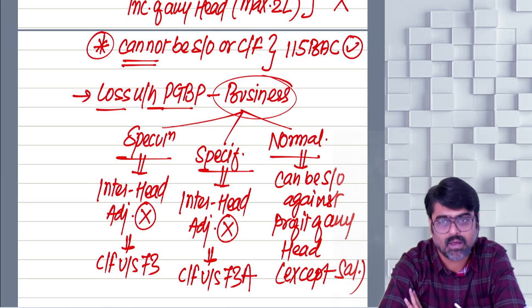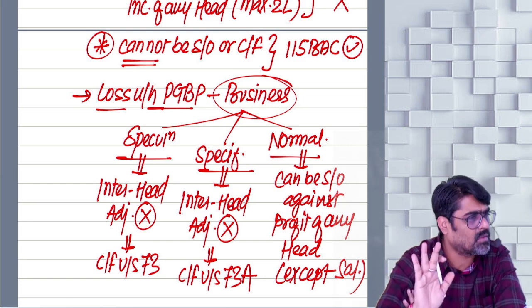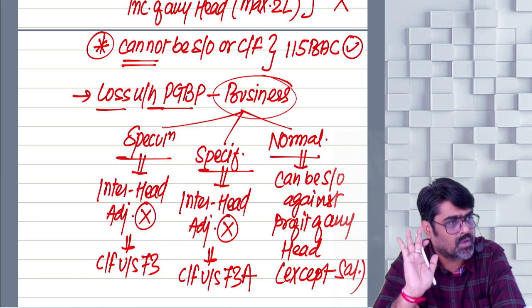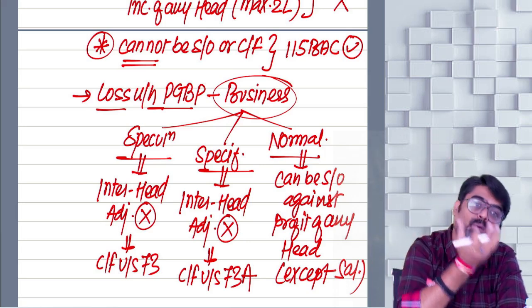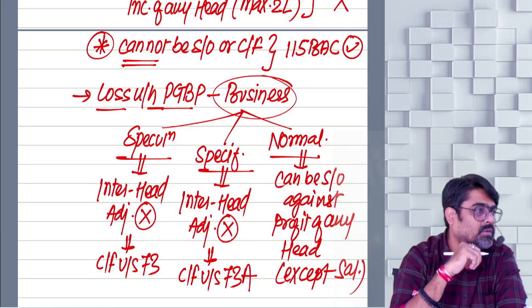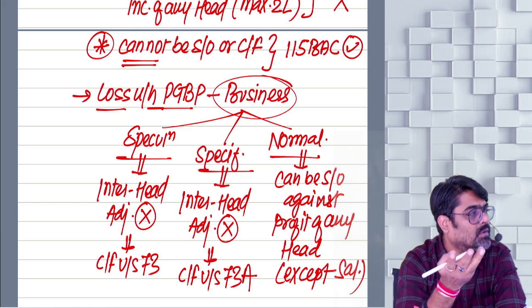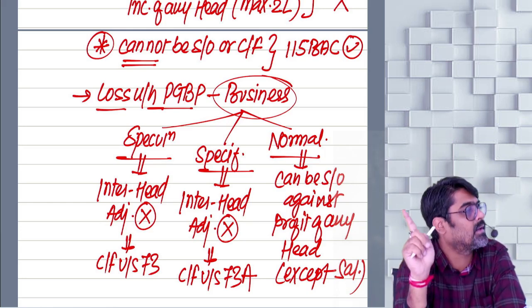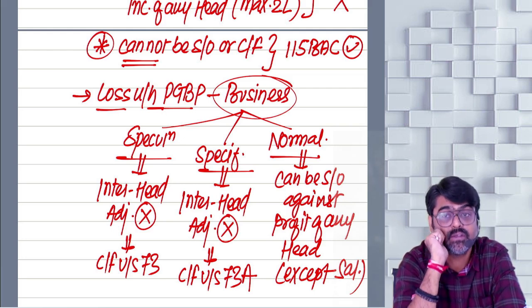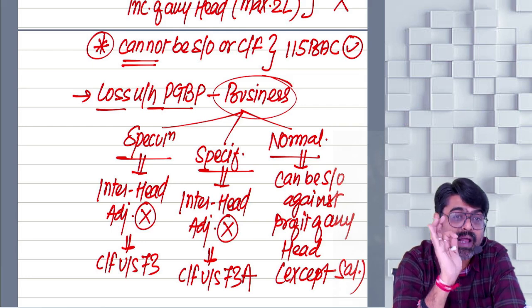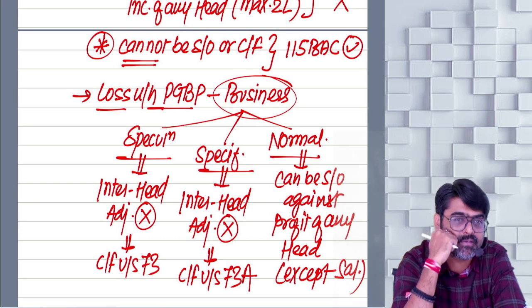It is not allowed. So whatever is your normal business loss, if the PGBP head is having a loss and the loss is from a normal business, that loss will be set off against any head except salary. It cannot be set off against salary. Why? Because salaried people in India are the highest taxpayers.